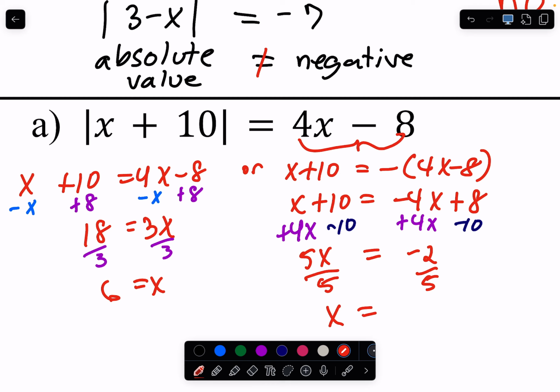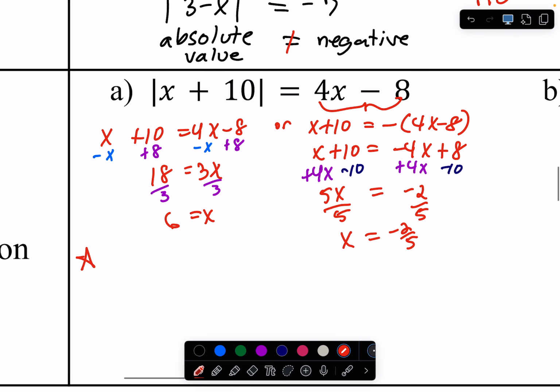The decimal value is usually only helpful if we're going to graph it, if there's some kind of context of a real-life application. Otherwise, just leave it -2 over 5. So fractions are good. Don't waste your time putting 2 divided by 5 into a calculator. Just write it. Just leave it. Okay? Now, here's the problem with these type of problems. You have to check them.